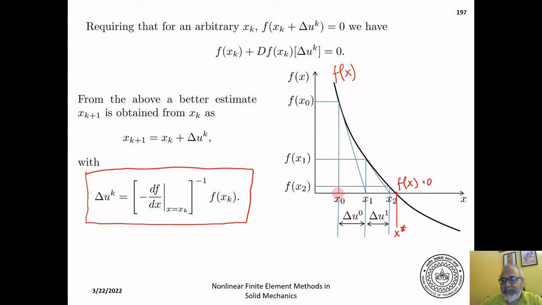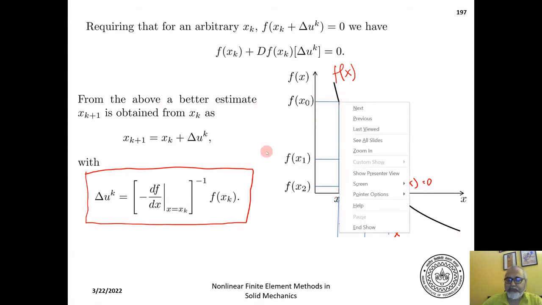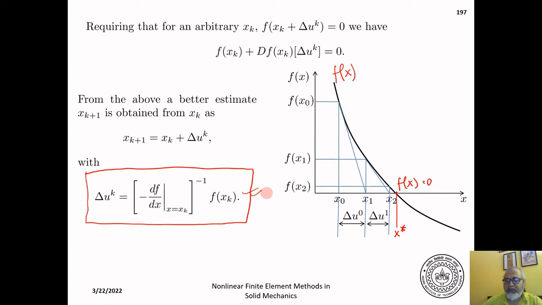I start with the first guess x0. I calculate f(x0), and then if you look at this equation, I take a tangent at this point, come back to a new guess, which is x1, and then this is my delta u0. This is the increment in the guess that I have achieved through this equation, where in case of xk, I have used x0, and I have taken this derivative at x equal to x0.